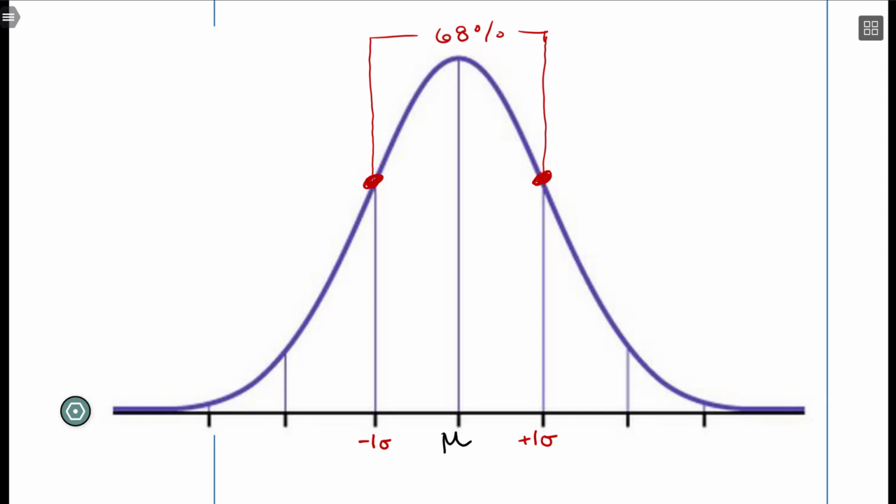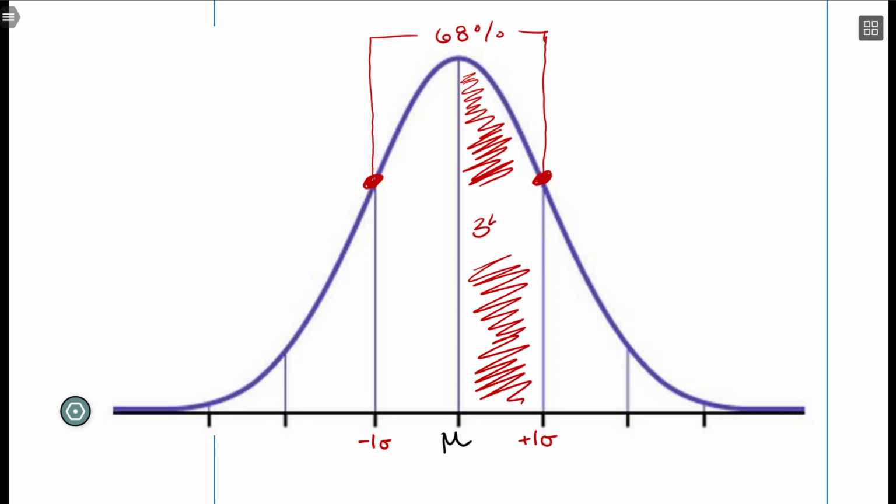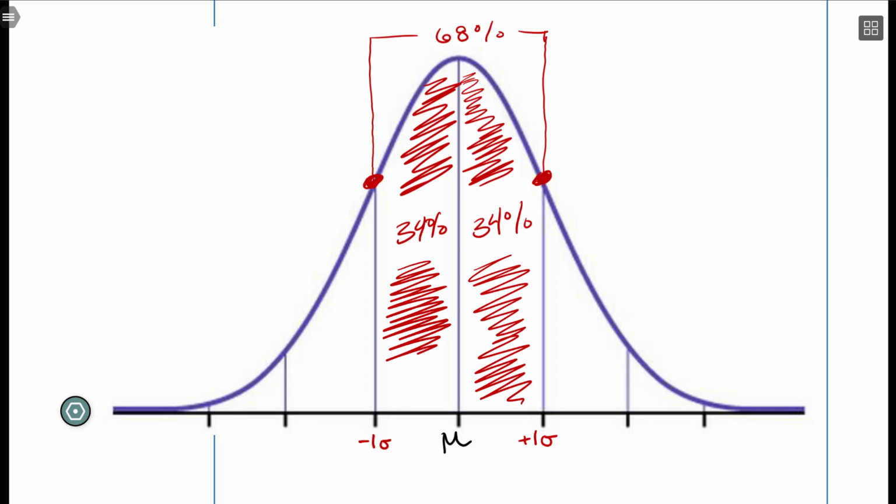Okay? Not only that, but I can say that if my average grain of salt is going to be right there in the center, then from my center to one standard deviation, these are symmetrical to each other on either side of that distribution, which means I will have 34% of all of my granules of salt lying on either side of the mean within one standard deviation of it.